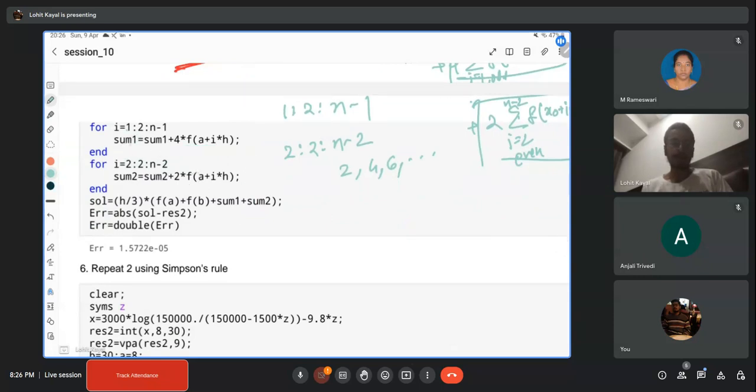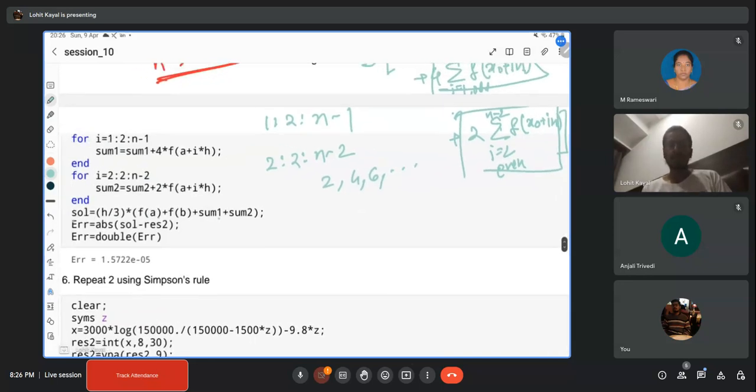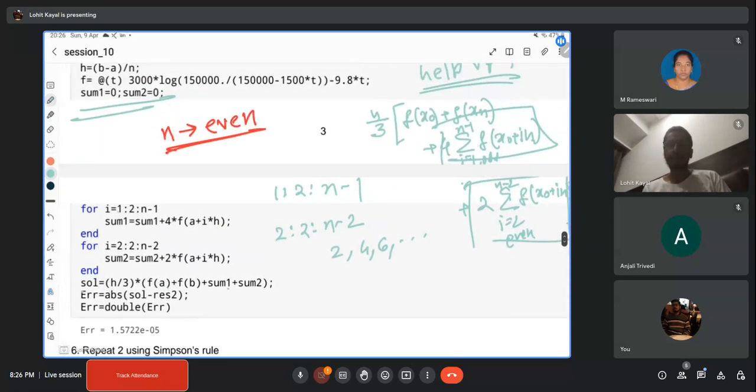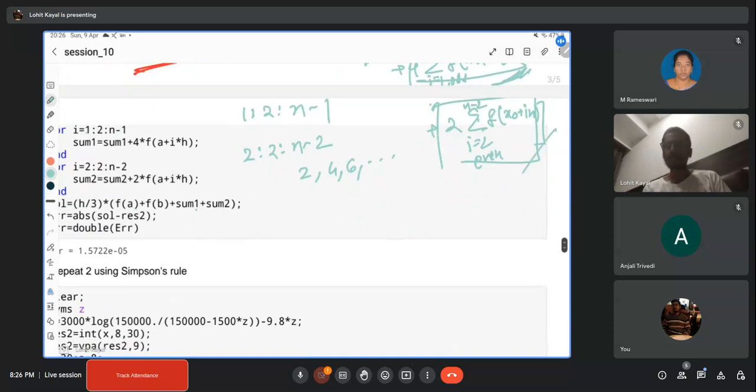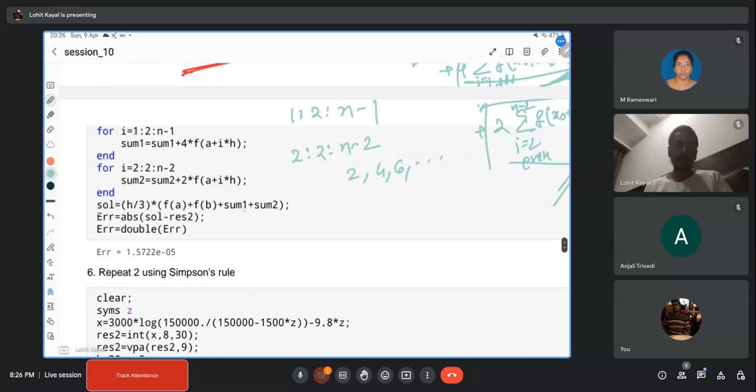after you have found that sum 1 and sum 2, the final solution will be equal to h by 3 times fa plus fb plus sum 1 plus sum 2. Here sum 1 is four times this summation expression, and sum 2 is two times this expression. All right, now here I have defined the error again. I am calculating the absolute error, but it will be better if you calculate the relative error.